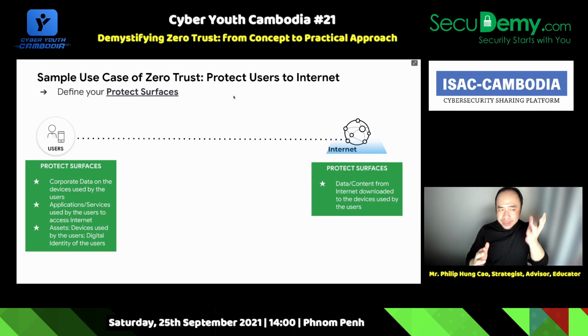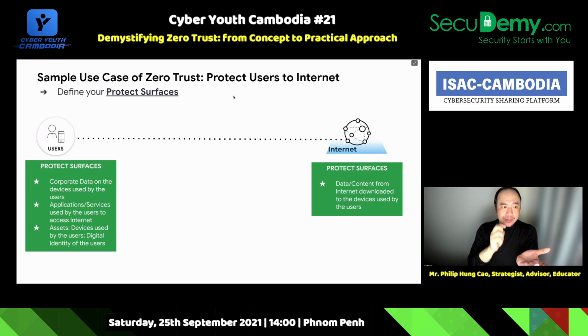Talking about the protect surfaces on the user side, the user also needs to use devices to access the internet. So in this scenario, you also need to have a device. On the device, you also have some kind of corporate data, so you need to protect that, because when the users connect to the internet, you may have the chance that this corporate data will move to the internet together. That is also a protect surface.